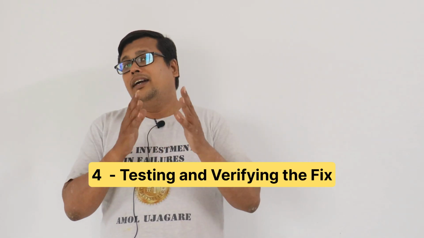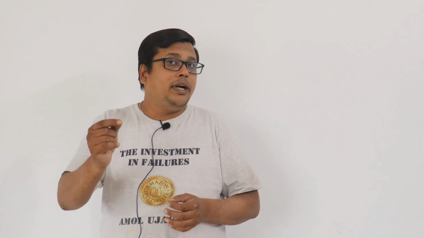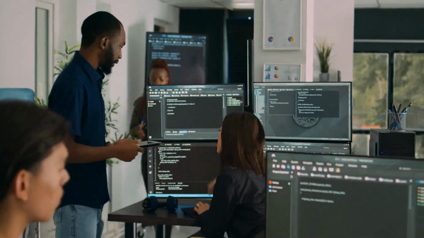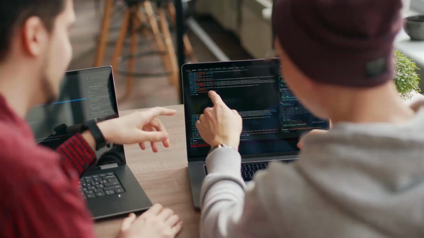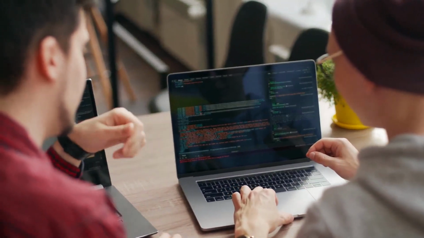Fourth one is testing and verifying the fix. Once the potential fix is implemented, it is important to test it thoroughly. This involves running the program with the fix in place and checking that the bug no longer occurs. Developers should also test related functionalities to ensure that the fix hasn't introduced new issues elsewhere in the code. Automated tests can be particularly useful for verifying fixes across different parts of the software.